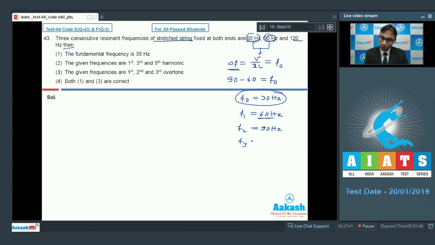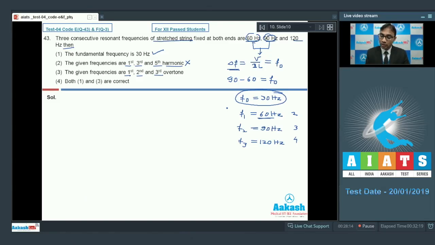Similarly, 120 Hz will be our fourth harmonic and third overtone. So if I read option number 1, it says the fundamental frequency is 30 Hz. So yes, this is correct. The given frequencies are first, third and fifth harmonic. No, this is our second, third and fourth harmonic. So this is wrong. Option number 3 says the given frequencies are first, second and third overtone.